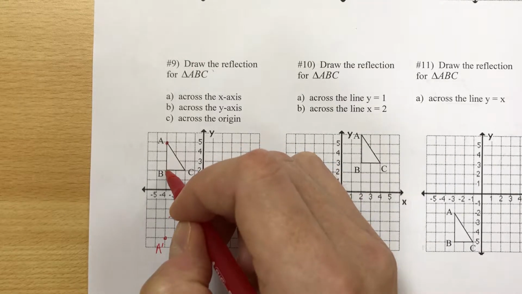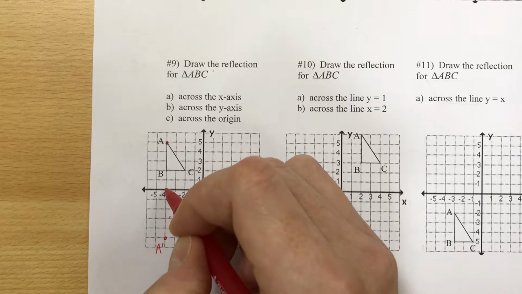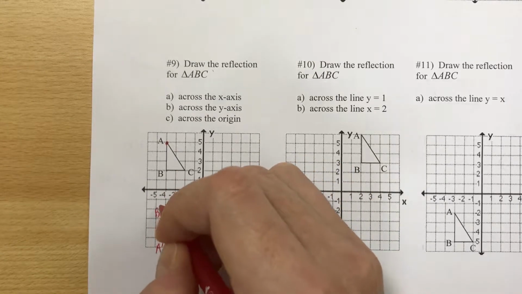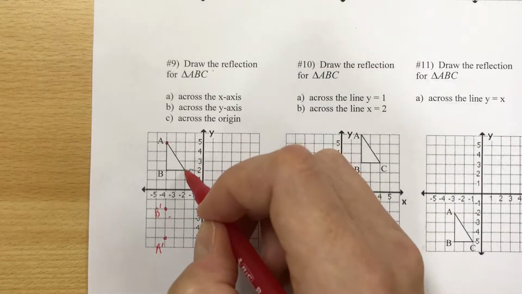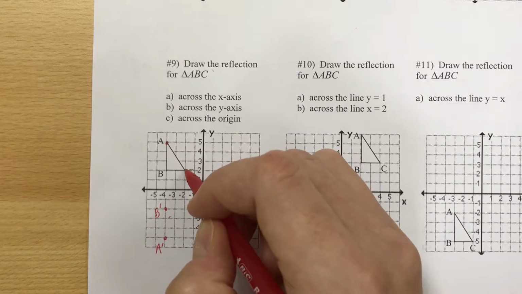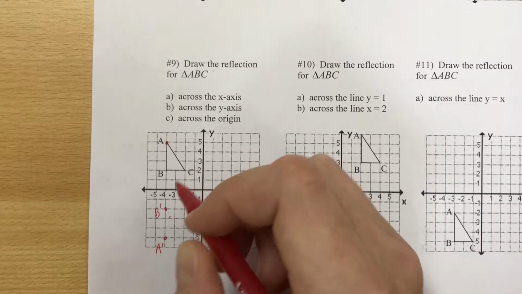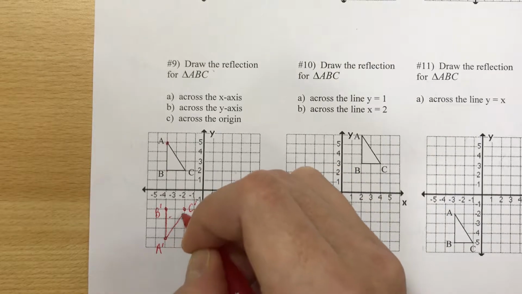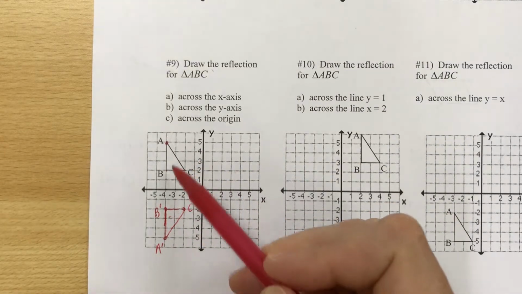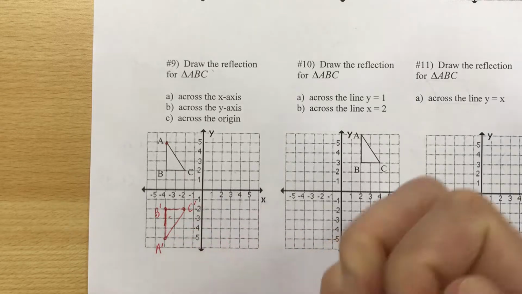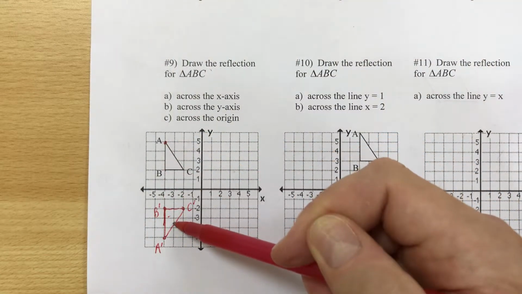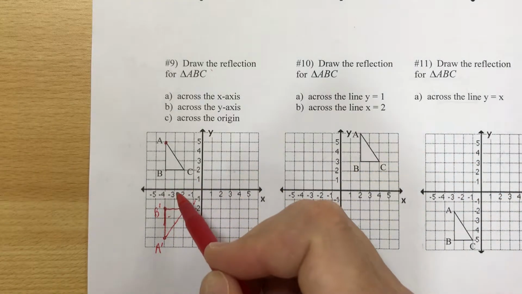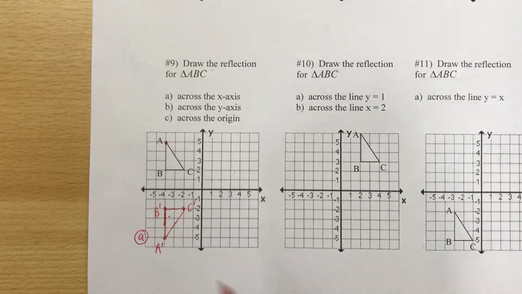Here's point B. I'm going to count down 2 to get to the line, and then 2 more. And there's B prime. And then I'm going to do the same thing here from C. I'm going to count down 2 to get to the line, and then 2 more on the other side. There's C prime, and if I connect this, these should look congruent. This should be a reflection. So we took this and we flipped it upside down, basically. They're the same distance from the line of reflection, so this is good. This is part A, right here.